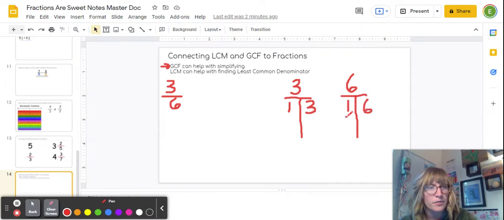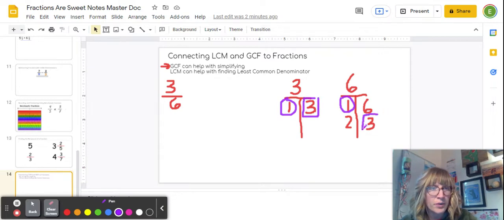We'll do the same thing here. 1 times 6, 2 times 3, and 3 would be the next sequential number. It's already on our list. So as we look, we know that the numbers here share 1 on both lists, and they also share something bigger. They also share 3. So 3 would be the greatest common factor.